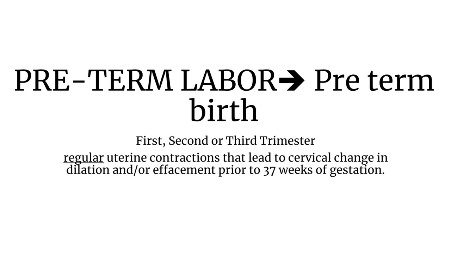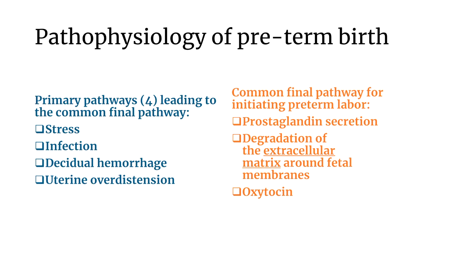We're going to talk about preterm labor and preterm birth. When we have regular uterine contractions that can lead to a change in dilation or effacement prior to 37 weeks of gestation, that is a preterm labor. The pathophysiology starts with the etiology.